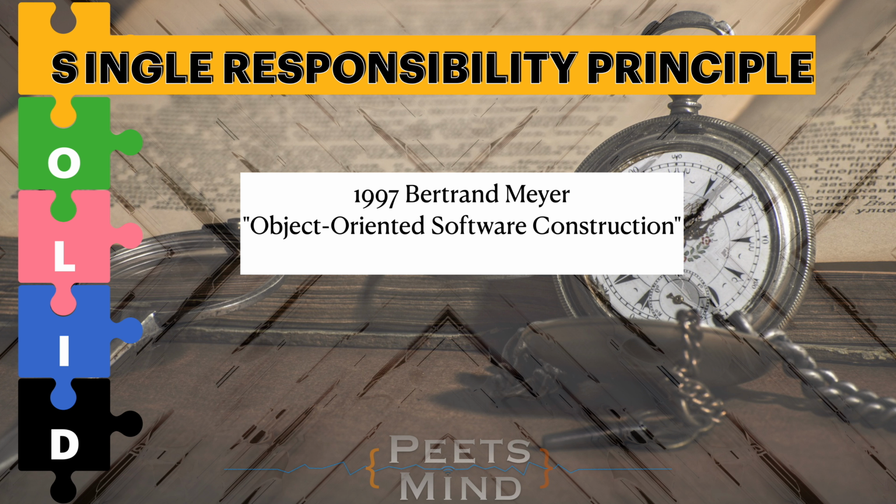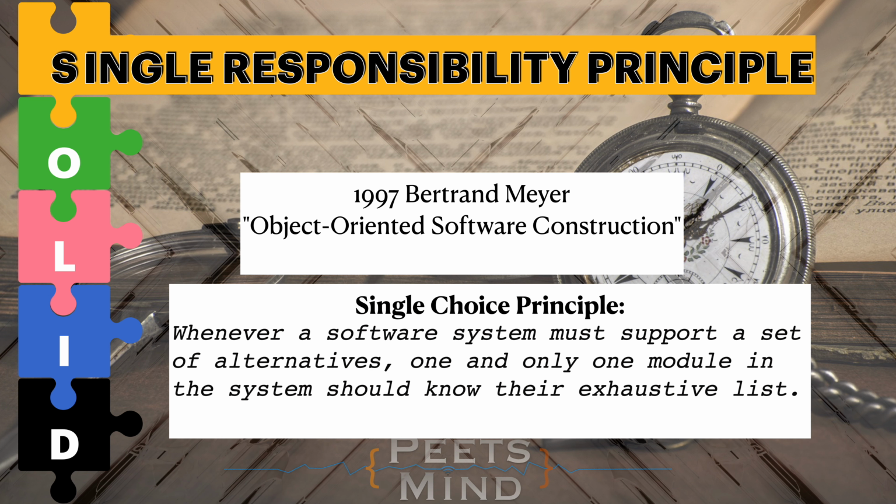In his book, he introduces the single choice principle. This principle states that whenever a software system must support a set of alternatives, one and only one module in the system should know their exhaustive list.